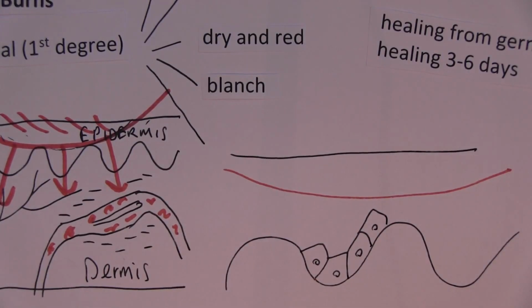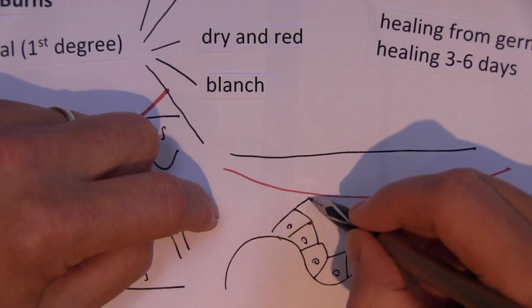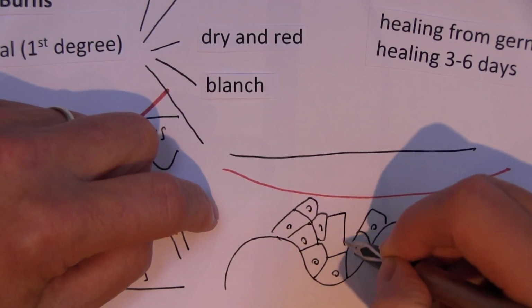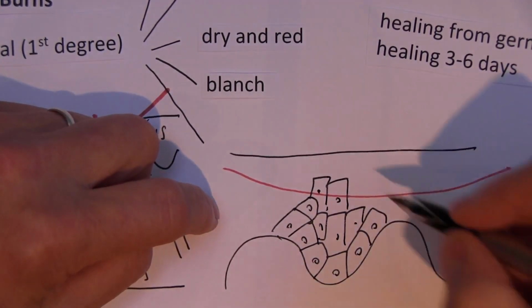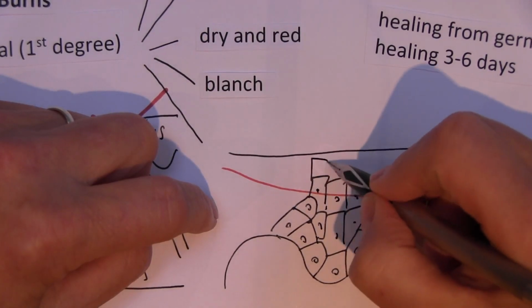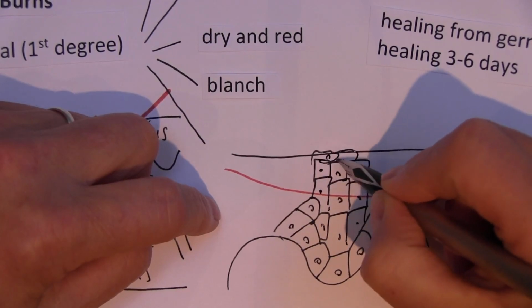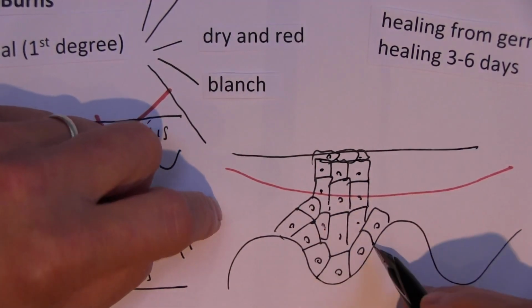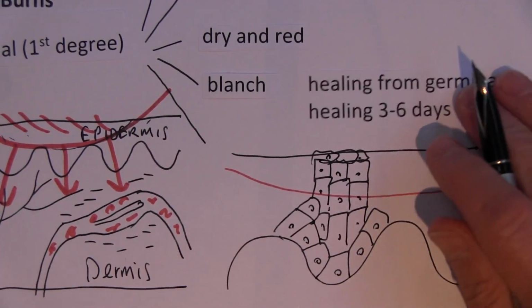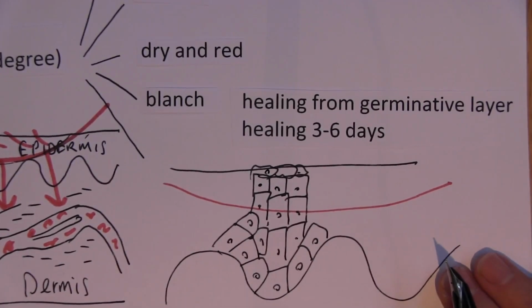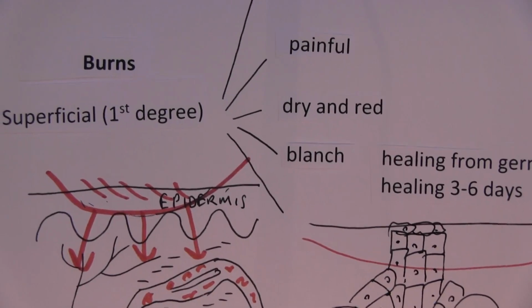So what we'll get is actually increased rates of mitosis in these germinative cells. These will move up and heal the burnt area. So we can see now they've moved into the burnt area and it's healing. And because this is by regeneration, these keratinocytes, these stem cells, healing by mitosis and regeneration, we can expect there to be no scarring. So that's first degree or superficial burns.